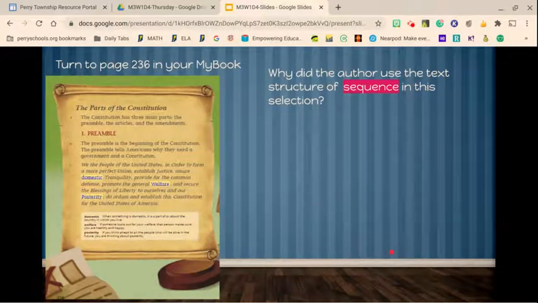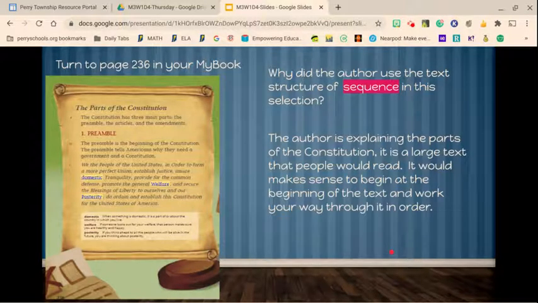All right, still on the same page, why did the author use this text structure of sequence? Well, the author is explaining the parts of the Constitution. It is a large text that people would read, and it would make sense to begin at the beginning of the text and work your way through it in order. Just like we wouldn't pick up a book and start reading in the middle, you're not going to pick up the Constitution and start reading in the middle. You're going to want to start in the beginning.